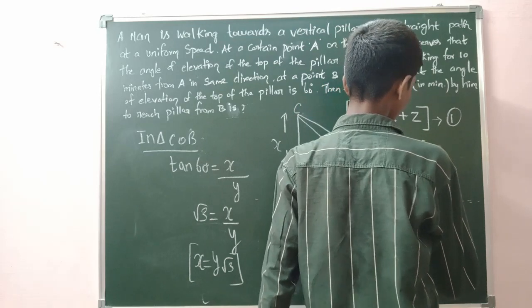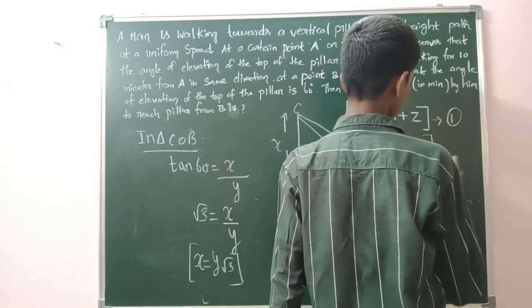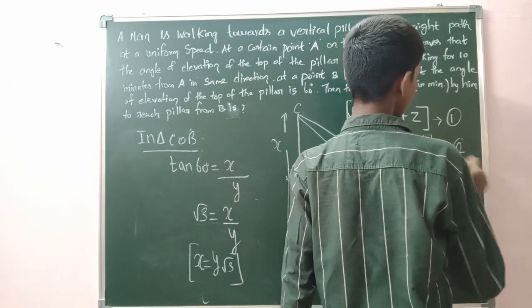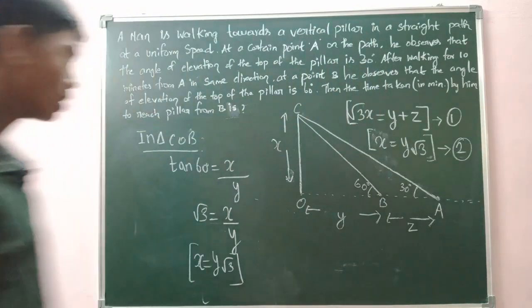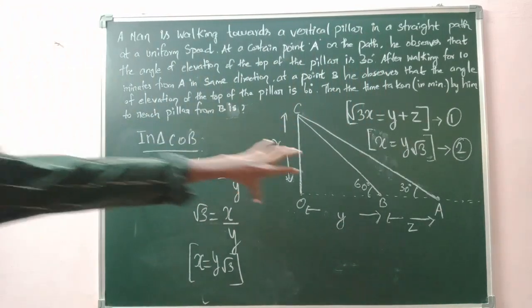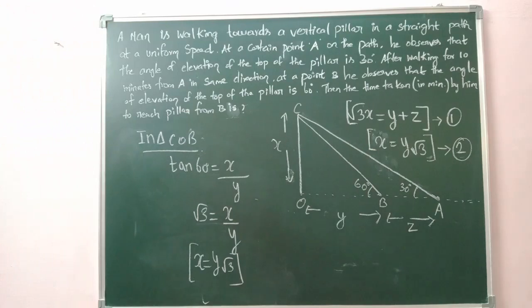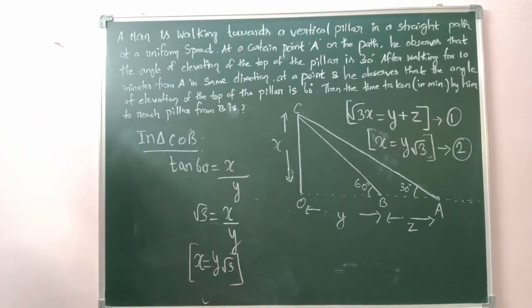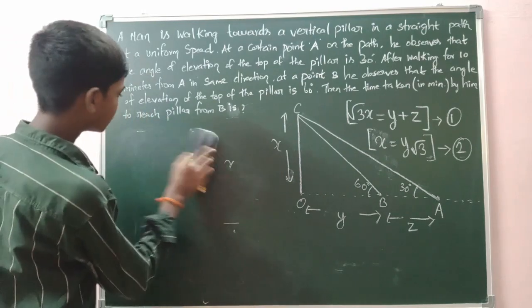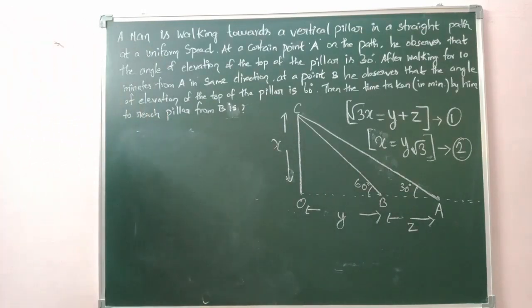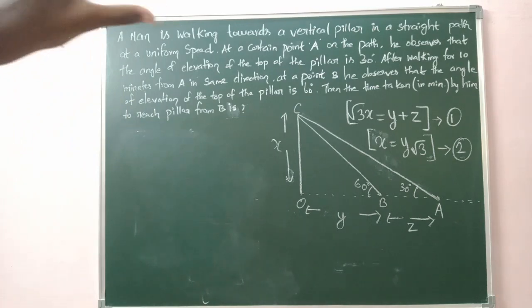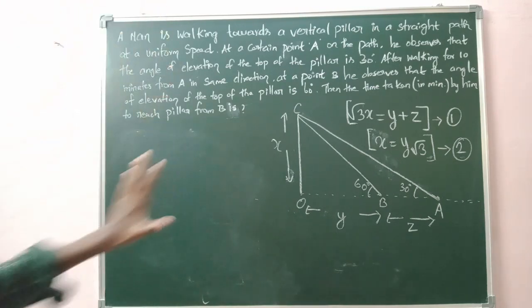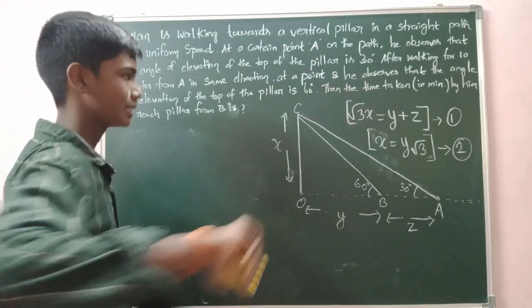x is equal to y root 3, and let this be equation 2. So from this particular small triangle, I got to know that x is equal to y root 3. This is the derivation just by finding out the tan 60 degrees value. Now people, from these two equations, we are done with the question. Almost finished, every job is done. We just need to solve these two equations.